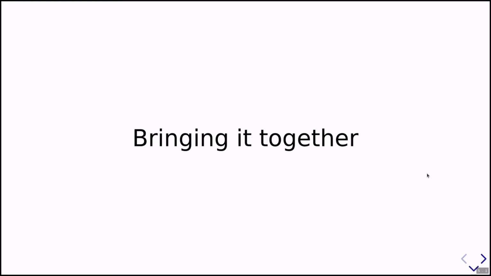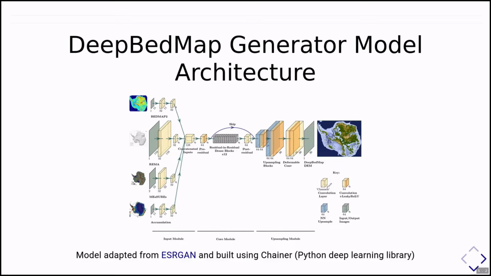Right. So to bring it all together, this is how the generator model looks. On the left, we have our low resolution BedMap 2 input on the top here. That's at 1K resolution. We also feed in the REMA ice surface elevation model at 100-meter resolution, ice flow velocity, which is 450 meters but I've resampled to 500 meters, and also Antarctic snow accumulation to get that sort of dh/dt ice surface elevation change factor.